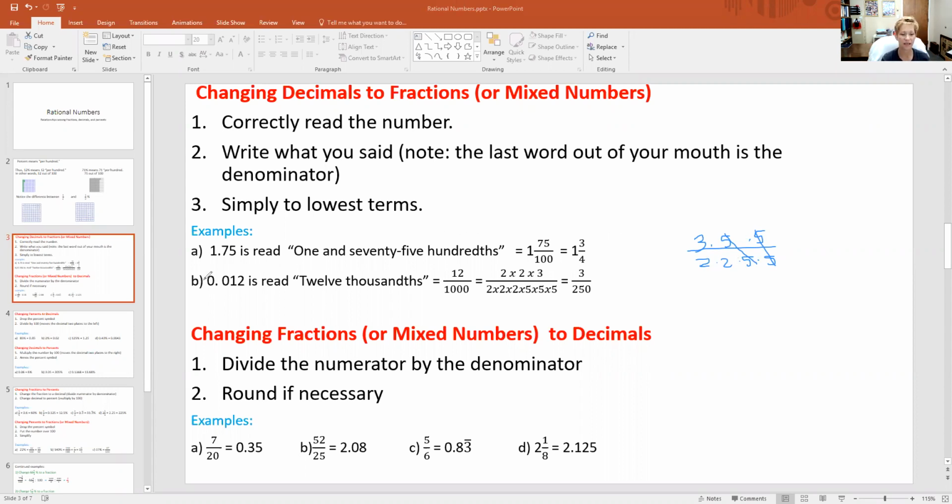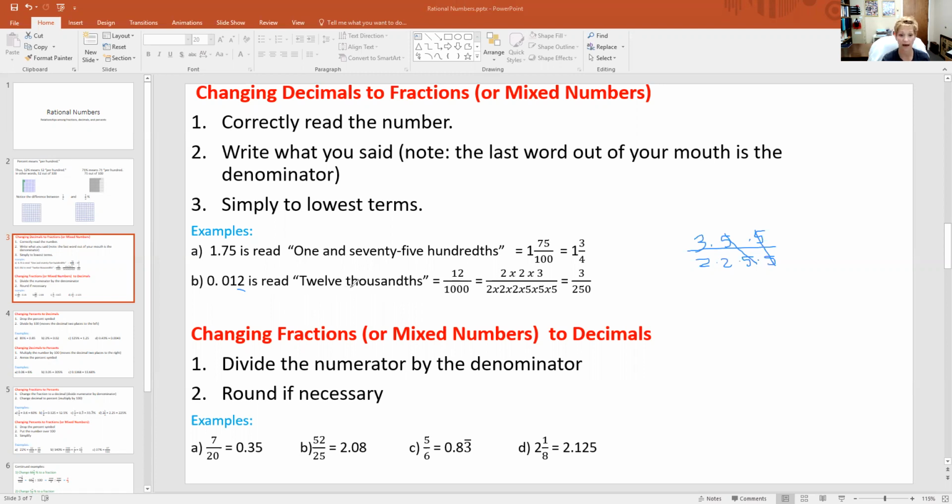Now how would I read this one? Remember, normally we don't say 0 and. So if you don't have a whole number, if you don't have a number to the left of the decimal, you just read the number to the right. So that's just 12. And then tenths, hundredths, the last place value is the thousandths. So that's read 12 thousandths. So that's what I wrote down, 12 thousandths.